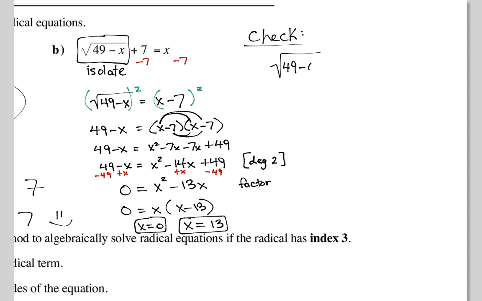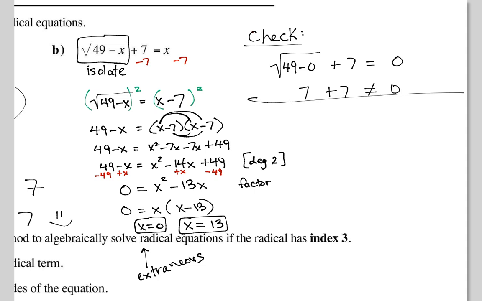49 take away 0 plus 7 equals 0. The square root of 49 is 7. 7 plus 7 does not equal 0. So the first one is extra. Extraneous.